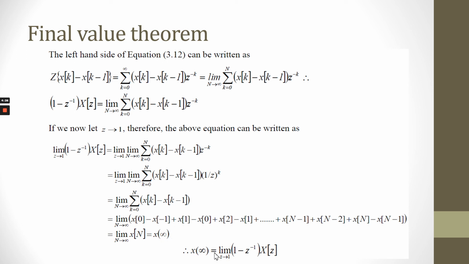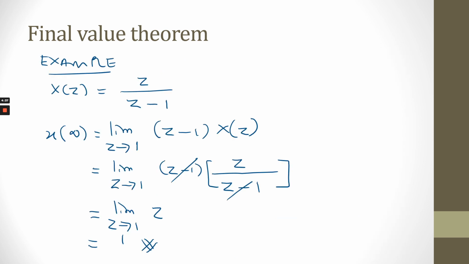x infinity is equal to the limit of z approaching 1 multiplied by the function 1 minus z to the power of negative 1 times X(z). The next one is an example for the final value theorem. When you are given X(z) equal to z divided by z minus 1, for the final value theorem x infinity, we apply the limit of z approaching 1.